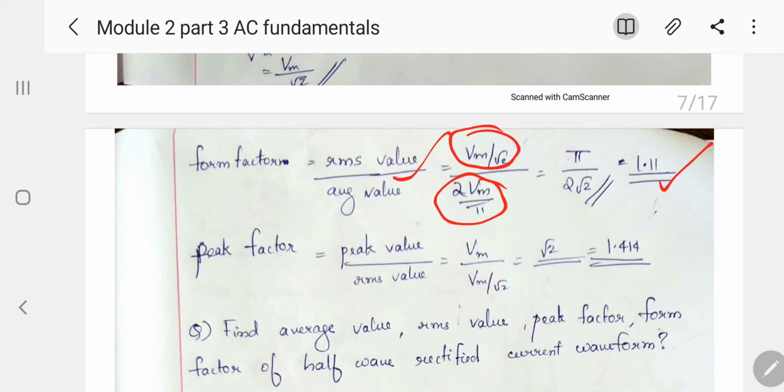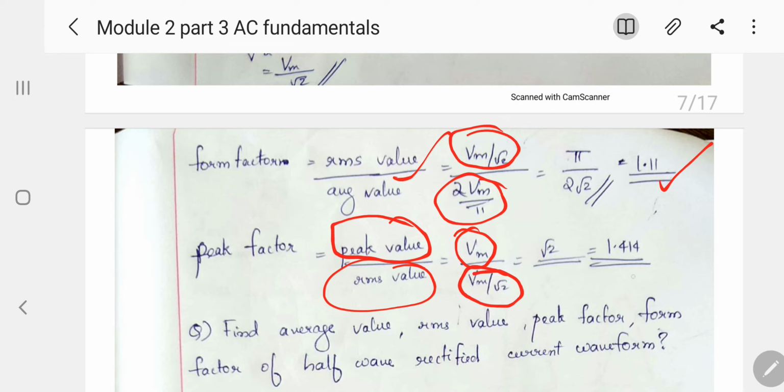Next one, peak factor. Equation for peak factor is peak value divided by RMS value. We know that the peak value is Vm. Now we just found out what is the RMS value, that is Vm by root 2. By taking the division, you will be getting the answer as 1.414. Okay. So study this well. This is the basics for finding out the average value, RMS value, peak factor and form factor.